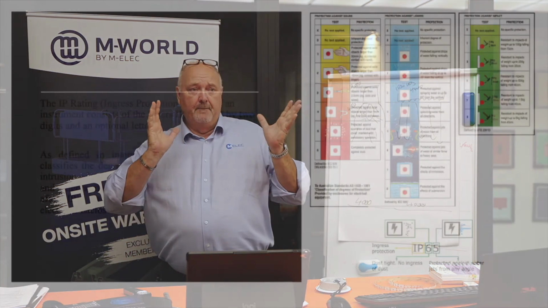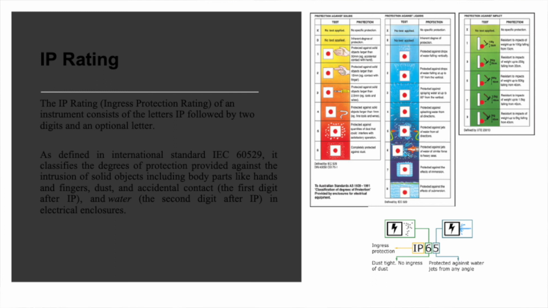IP rating is very, very important. This is something that has been around since I was an apprentice, which is many years ago. We won't discuss that. But the IP is ingress protection. The first number, which is the chart in yellow, and it's in your paperwork here as well, relates to dust. Is it dust tight, no ingress of dust, and also for fingers. Can I get my fingers in? Can I get a tool in there? Can I poke something in it?